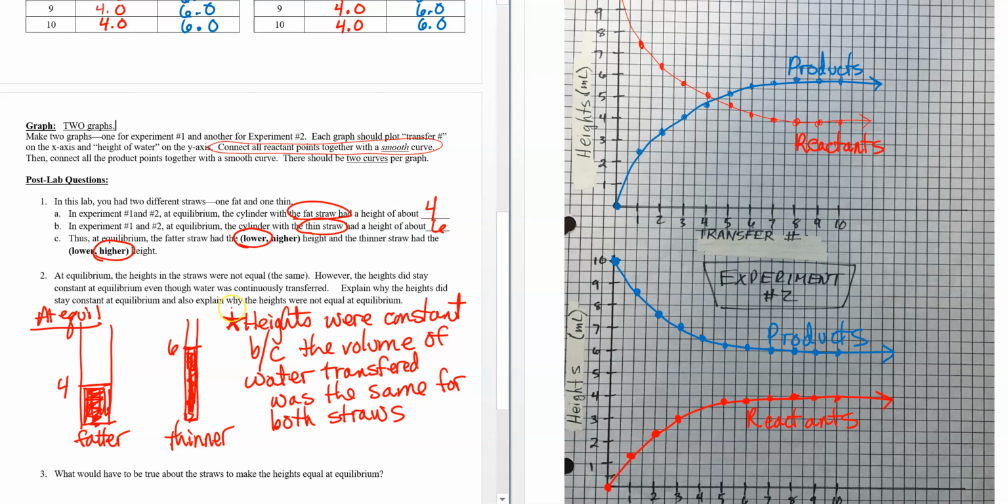So explain why the heights were not equal at equilibrium. So now the question is, well, why is it 4 and this one's at 6? Why wasn't it 5 and 5, right? Hopefully you're getting, again, it's really kind of the same reason. The fatter straw, in order to transfer the same amount of water, has to have a lower height, because it's fatter, to have the same volume as the higher height for a thinner straw, right? So to transfer the same amount, you need to have different heights.